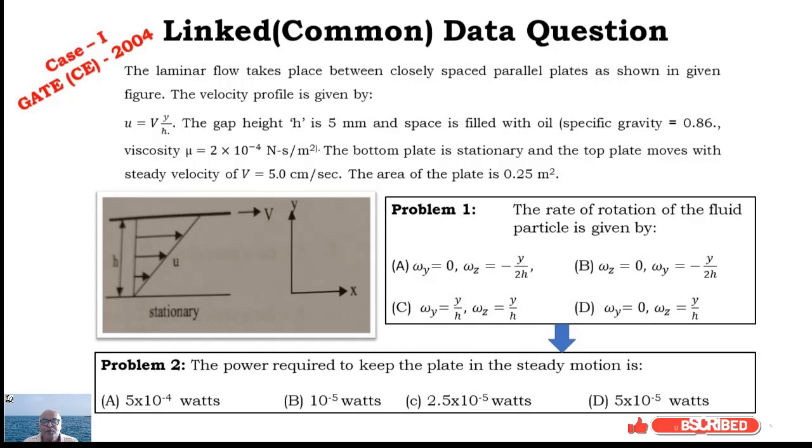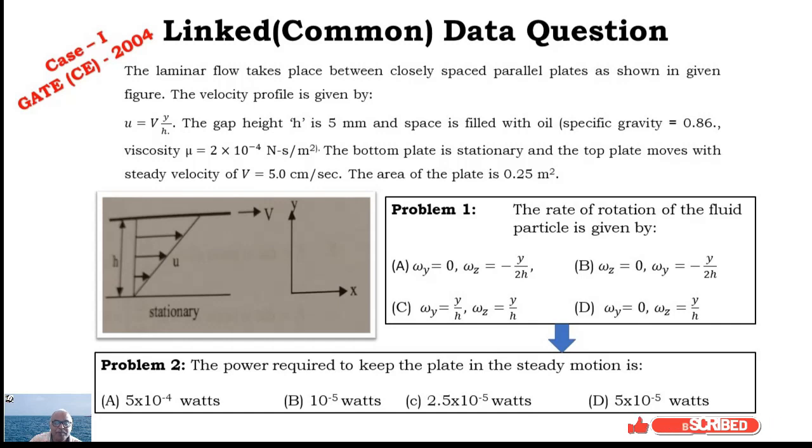That is problem number 1, the rate of rotation of the fluid particle is given by, there are four options given here. Option A, omega y is equal to 0, omega z is equal to minus V y upon 2h. Option B, omega z is equal to 0, omega y is equal to minus V y upon 2h. Option C, omega y is equal to V y upon h and omega z is equal to V y upon h. And D, omega y is equal to 0 and omega z is equal to V y upon h.